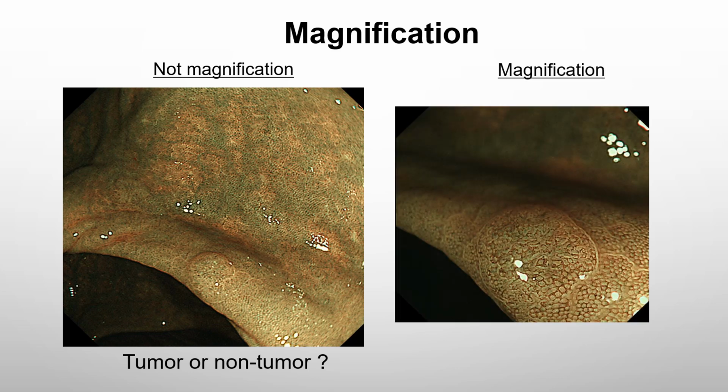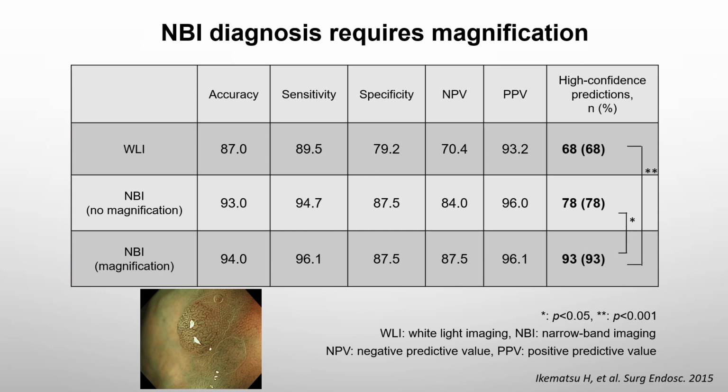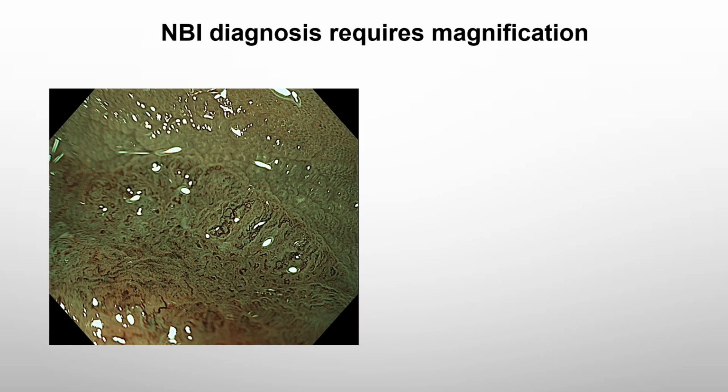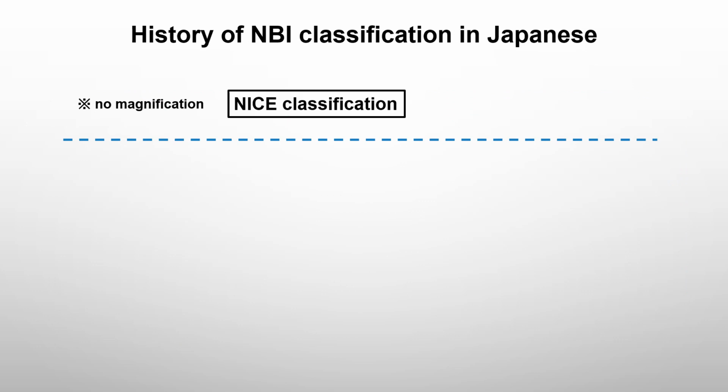Non-magnification cannot determine if it is tumor or non-tumor, but magnification can diagnose tumor. The high confidence prediction of diagnosis for differentiating adenomatous from hyperplastic polyp was significantly higher with magnification NBI than non-magnification NBI and white light imaging. NBI magnification is useful for diagnosis of colorectal lesions. Diagnosis with NBI non-magnification has the NICE classification.